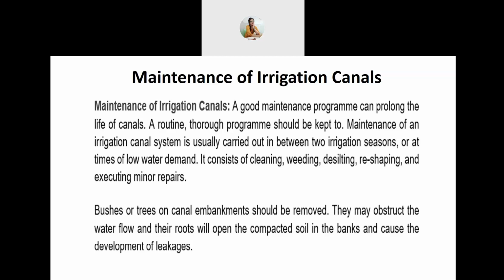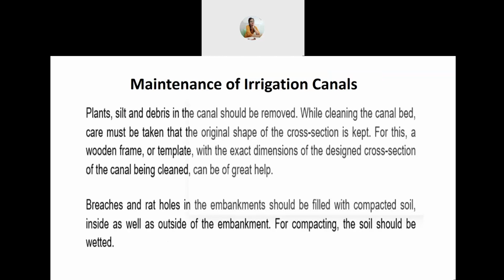Bushes or trees on canal embankments should be removed. They may obstruct the water flow, and their roots will open the compacted soil in the banks and cause the development of leakages. Plants, silt, and debris in the canal should be removed. While cleaning the canal bed, care must be taken that the original shape of the cross-section is kept. For this, a wooden frame or template with the exact dimensions of the designed cross-section of the canal being cleaned can be of great help.